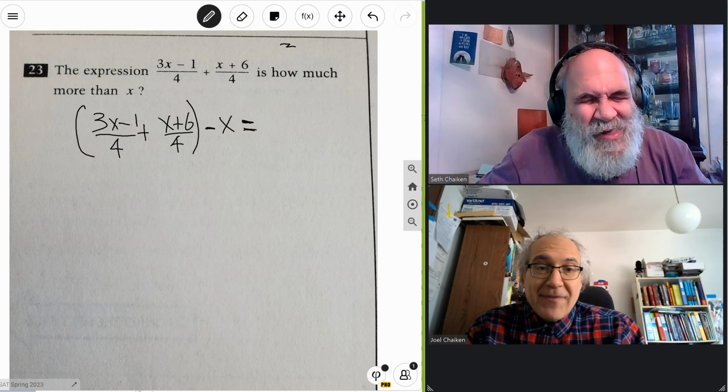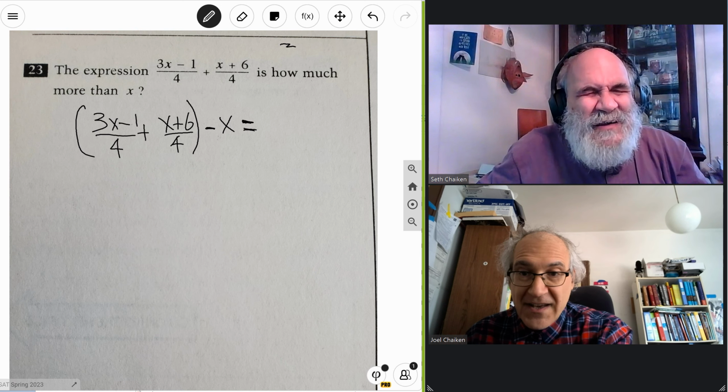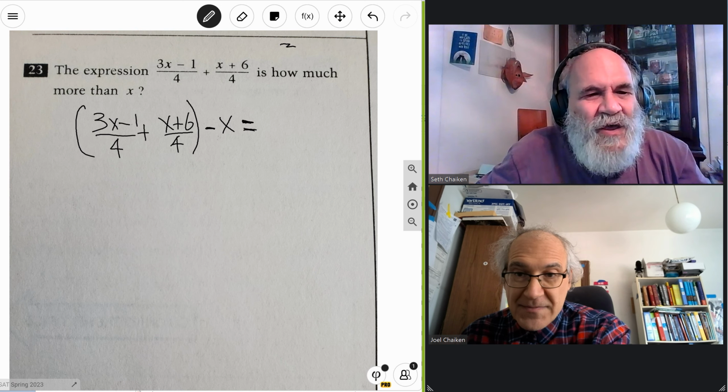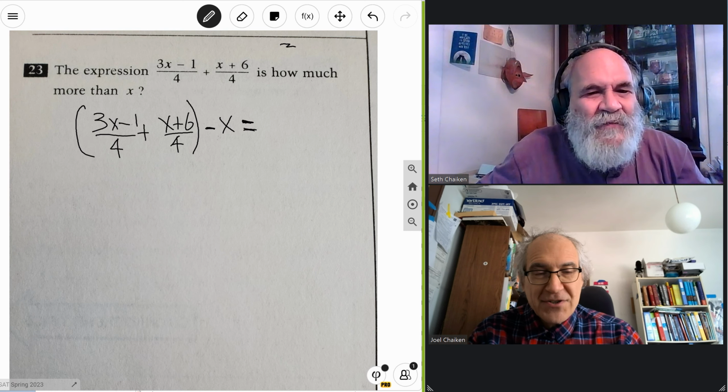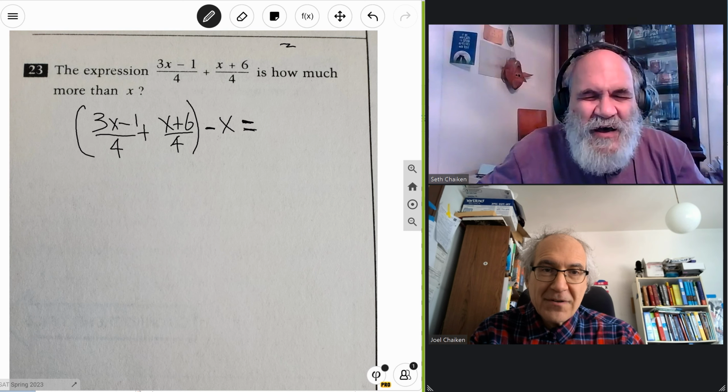And I can see already this is going to work because the x's are going to cancel. Because you've got a 3/4 x plus a quarter x, minus a 1x, which means we're not going to have x in this expression anymore. It would make sense.